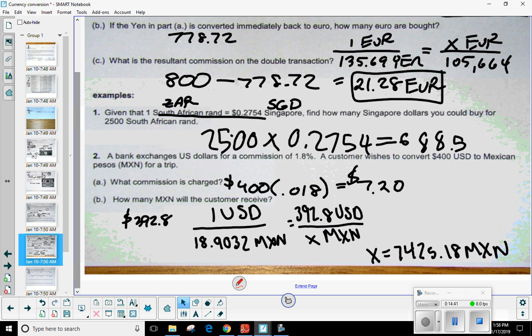All right, so there is your homework assignment over currency conversion. This will be due when? Tuesday. So you've got plenty of time to take a look at it. All right, well, let's put our currency lesson to the side.